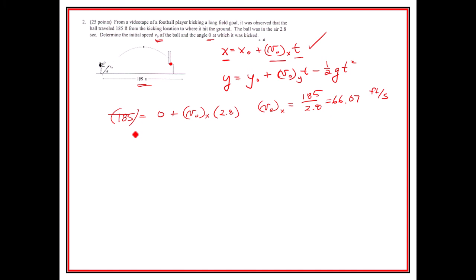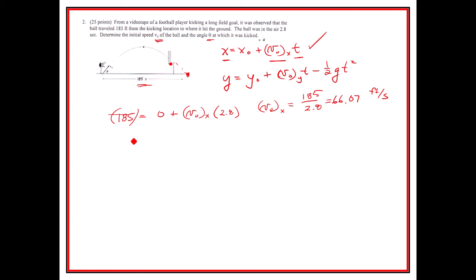And then in the y direction, we can do the same thing. Do we know the field goal? Oh, wait, to where it hits the ground. Duh.